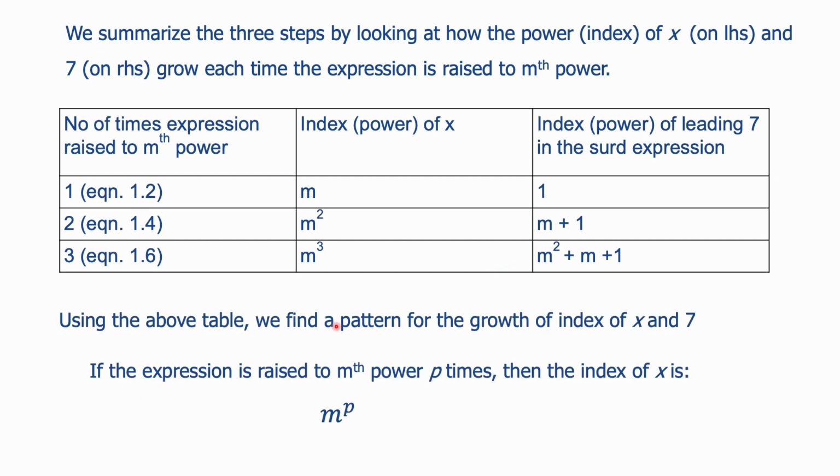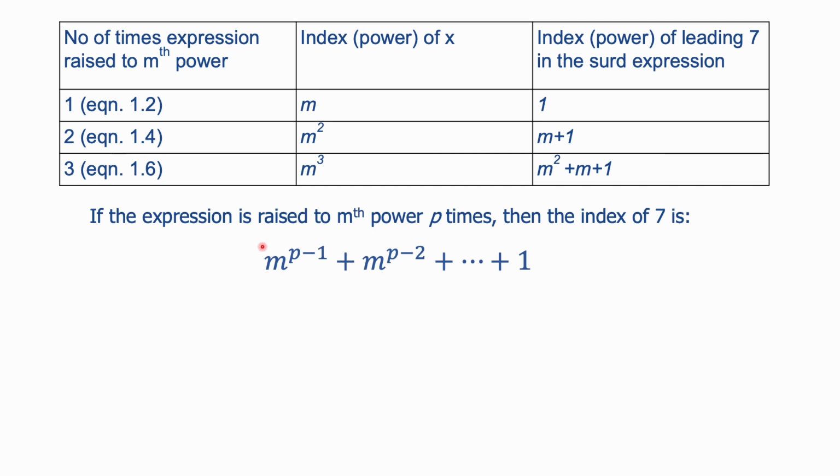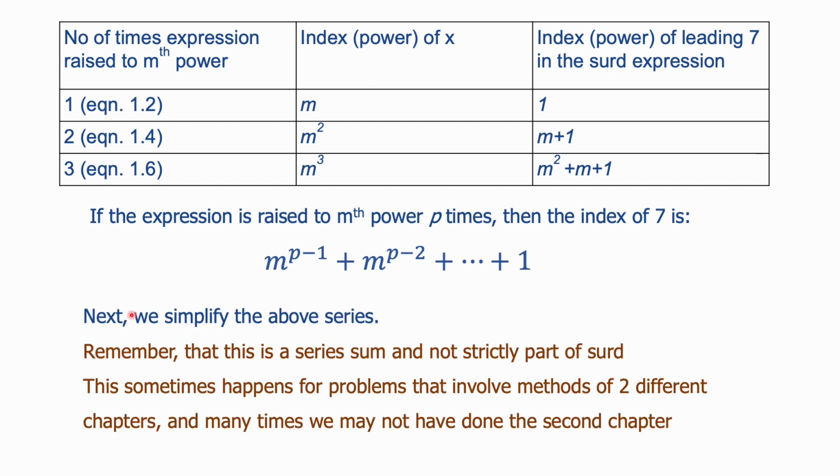Using the above table, we find a pattern for the growth of the index of x and 7. If the expression is raised to the mth power p times, then the index of x is m to the power p. The index of 7 becomes a series sum, which is m to the power p minus 1 plus m to the power p minus 2, which goes on till 1. Next, we simplify the above series.